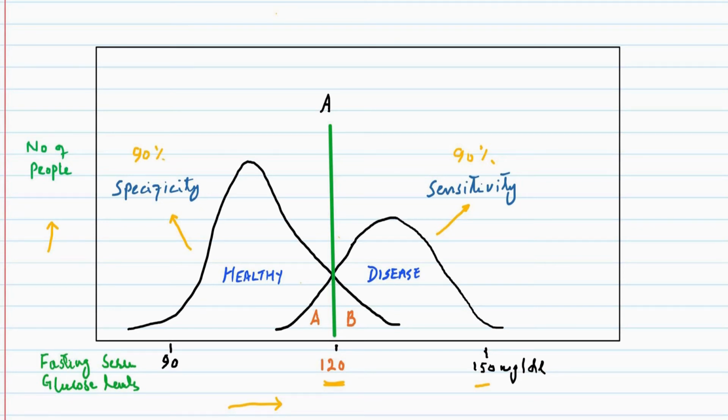We can see there are still people in both the disease and healthy groups that will have false negative and false positive results. We can see the optimum accuracy in this situation is achieved at point A, which is usually close to the point of intersection of the two curves.